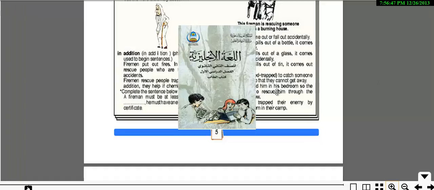Now, let's move on with an example before we finish this video. The fire trapped him in his bedroom, so the fireman had to rescue him through the bedroom window. That's a really nice example because you've got both words here, rescue and trap. The soldiers trapped their enemy by surrounding them in the camp. That's another nice one, but it doesn't have both words.